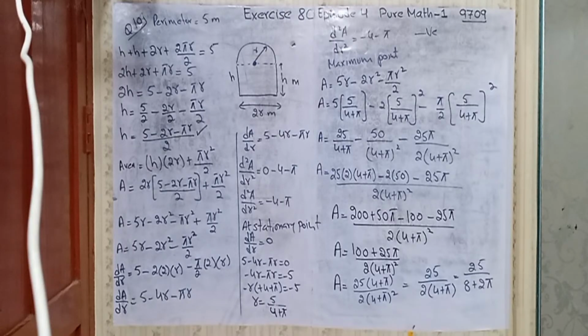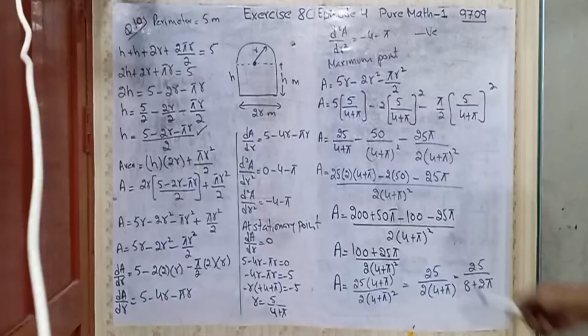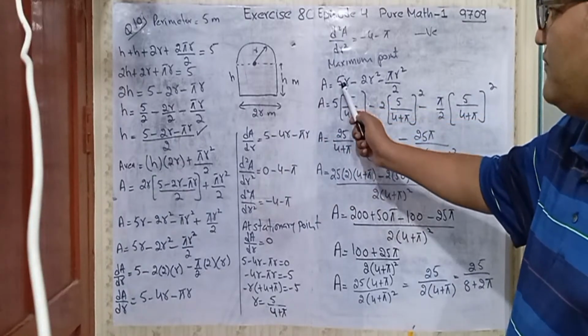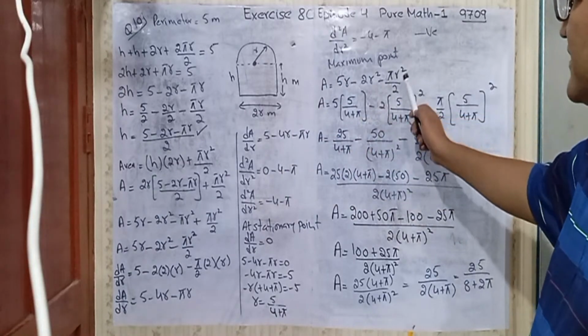Okay. Now they want us to find out the maximum area. So what we will do, we will write the formula for the area, 5r minus 2r square minus pi r square by 2.